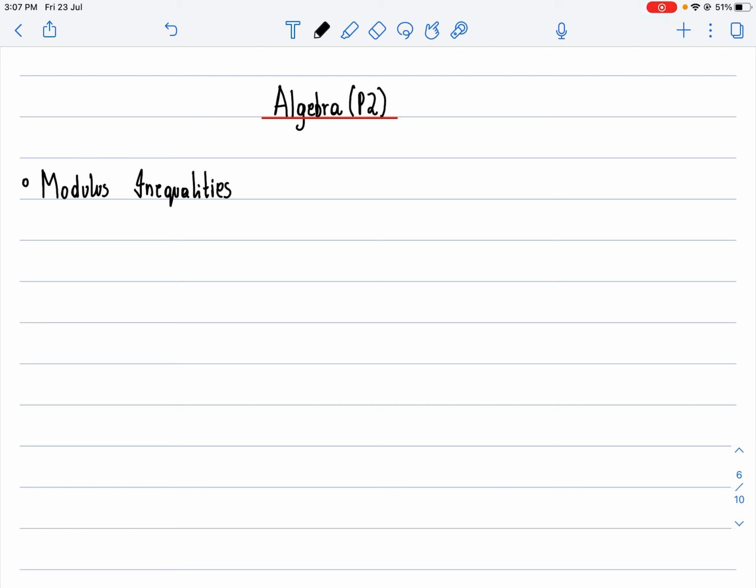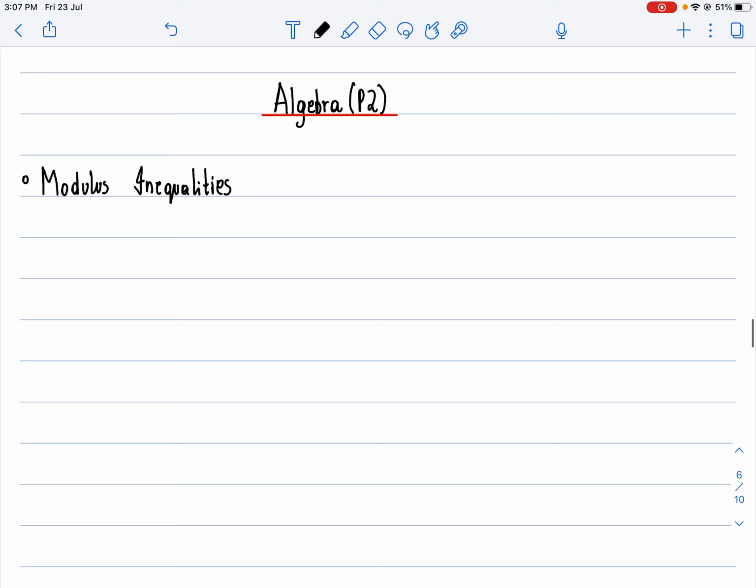Today we'll be learning the concept of modulus inequalities, which is a subtopic in the chapter of Algebra P2. This concept is more about the steps and the procedure. So what I'll do is I'll give you all a sum and I'll explain how to solve it step by step. So please note down the steps as it's a very important concept to know.